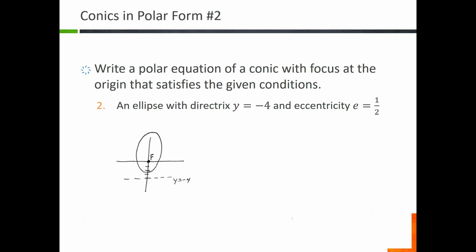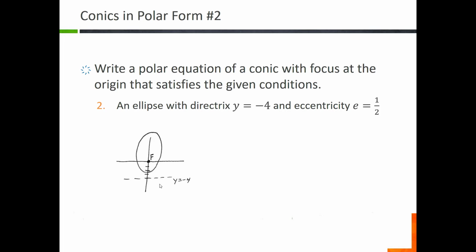So y equals -4 is a horizontal line, and so it's going to be down here below the x-axis. Because the directrix is below the x-axis, the conic has to open away from that. So it's going to open up. It can't open left and right, because if it did, it would cross. So it has to open up. It curves away from the directrix. So it looks like my ellipse is stretching vertically, mostly into the top half of the xy plane. So that's sort of what our graph would look like.